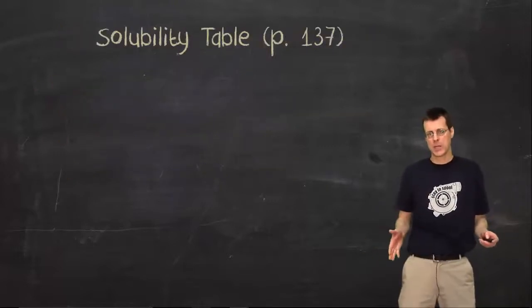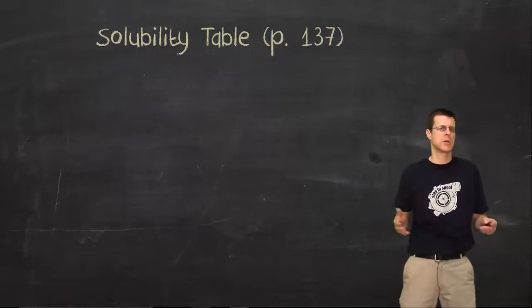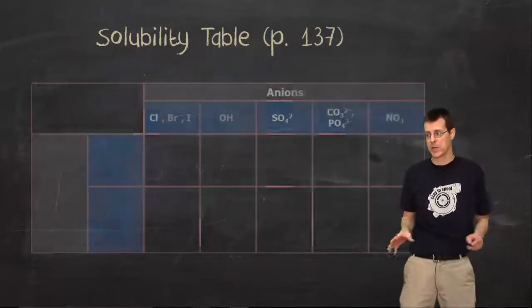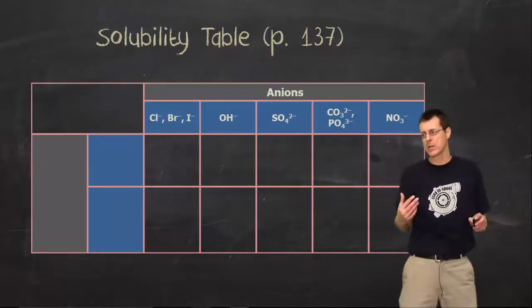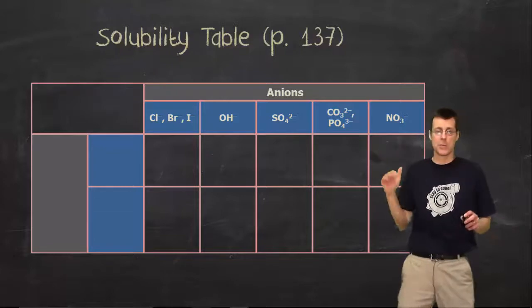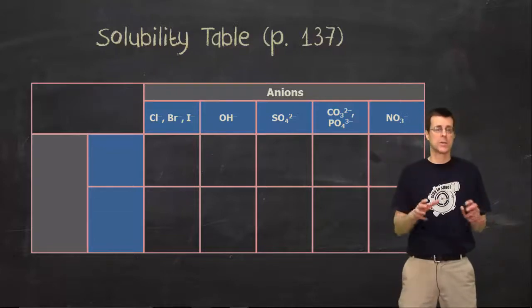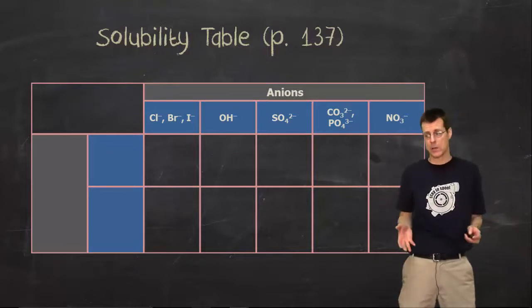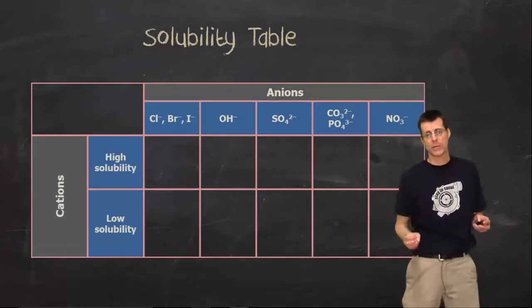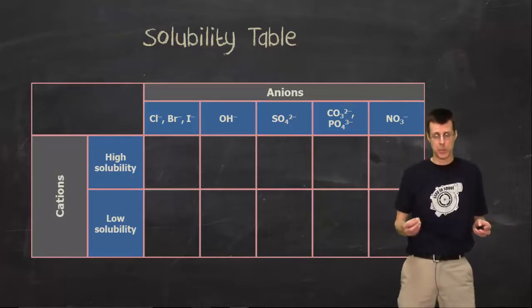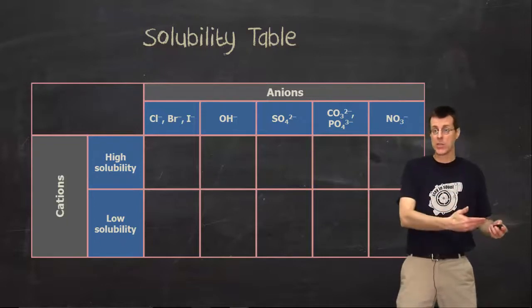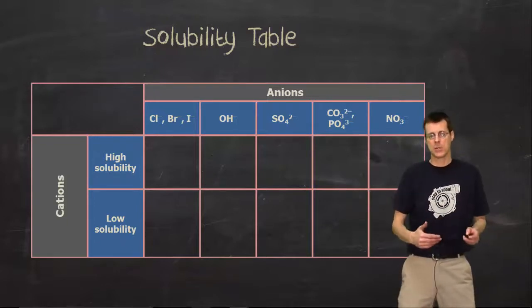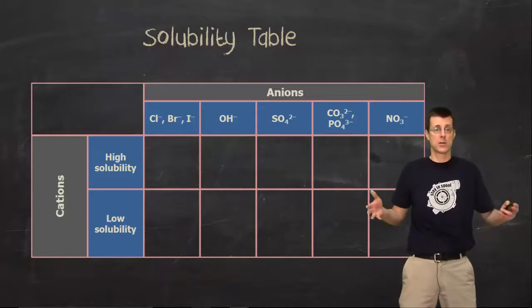If you happen to have your textbook, the solubility table is on page 137, although it's in a couple of other spots as well. And bits and pieces of it are going to look like this. I've not included the entire table here, but across the top it organizes the table according to the anions. And the anions are the negative bonding partners, the negative ions. And then you have the cations, the positive ions, and they're going to be subdivided into ions that have a high solubility and ions that have a low solubility, and that's going to be the table that describes our solubility patterns.